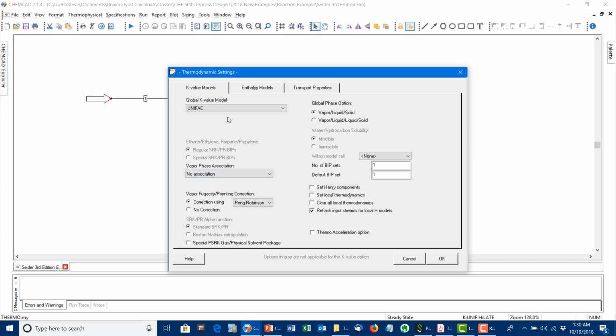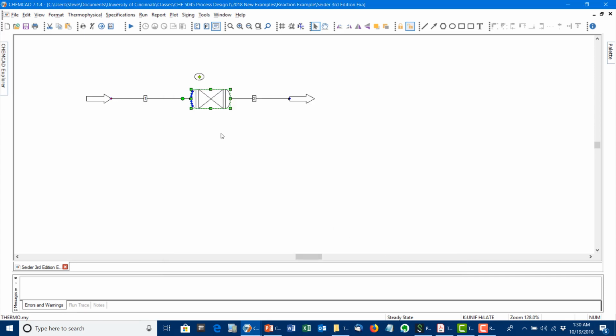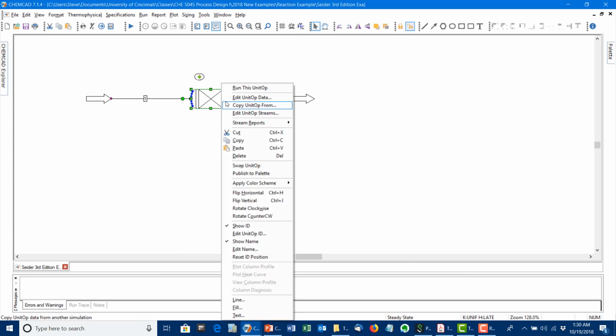The wizard also selected the UNIFAC method for K values. However, we're not going to have any liquid vapor equilibrium in this problem, so this choice is really not relevant to us here. So I'm going to cancel out of here. And let's set up the reactor.